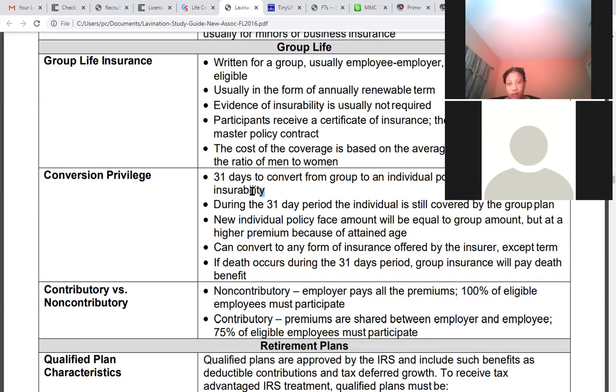What happens if you die during the conversion? Because they give you 31 days, which is the same 31 days as the grace period. If you die, how much are they going to pay? Is it reduced benefits or full benefits?